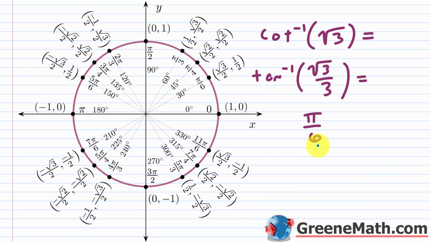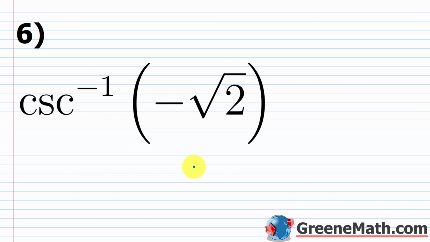And again, it does not require a correction here because with the inverse cotangent function, if I have a positive argument, I'm working in quadrant 1. That's where I'm looking. And with the inverse tangent function it's the same thing. If I have a positive argument, I'm going to work in quadrant 1. That's where I'm looking. All right, let's take a look at problem 6.